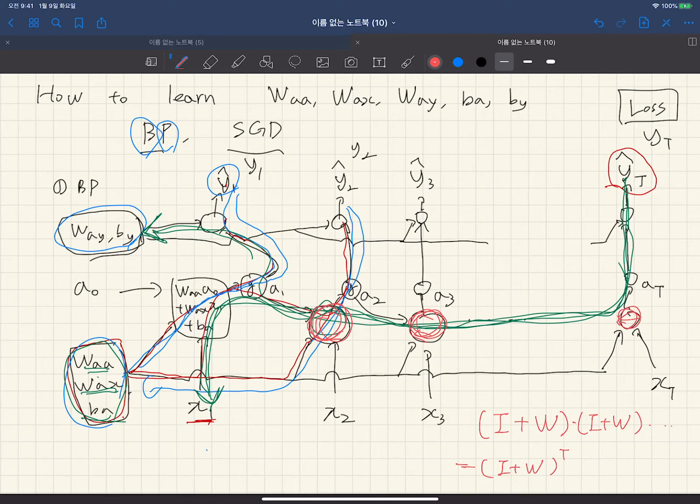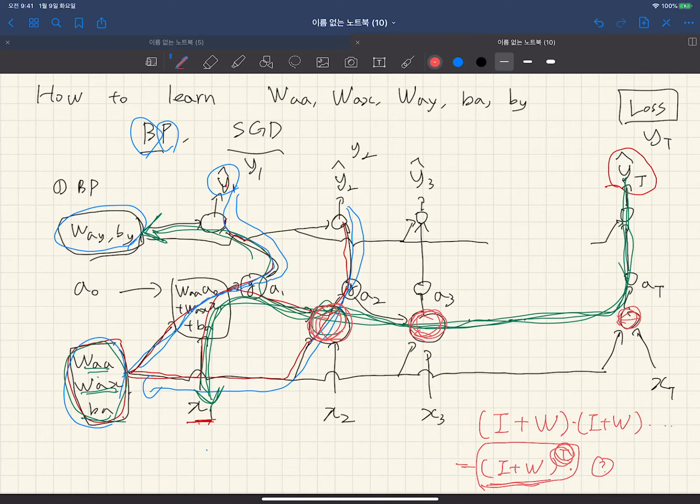So the correlation between x and y hat t is naturally computed from identity plus some recurrent weight matrix to the power capital T times something. Okay? So the important thing is we have this part, and this part, and this term will increase as the distance between x1 and y hat t grows.